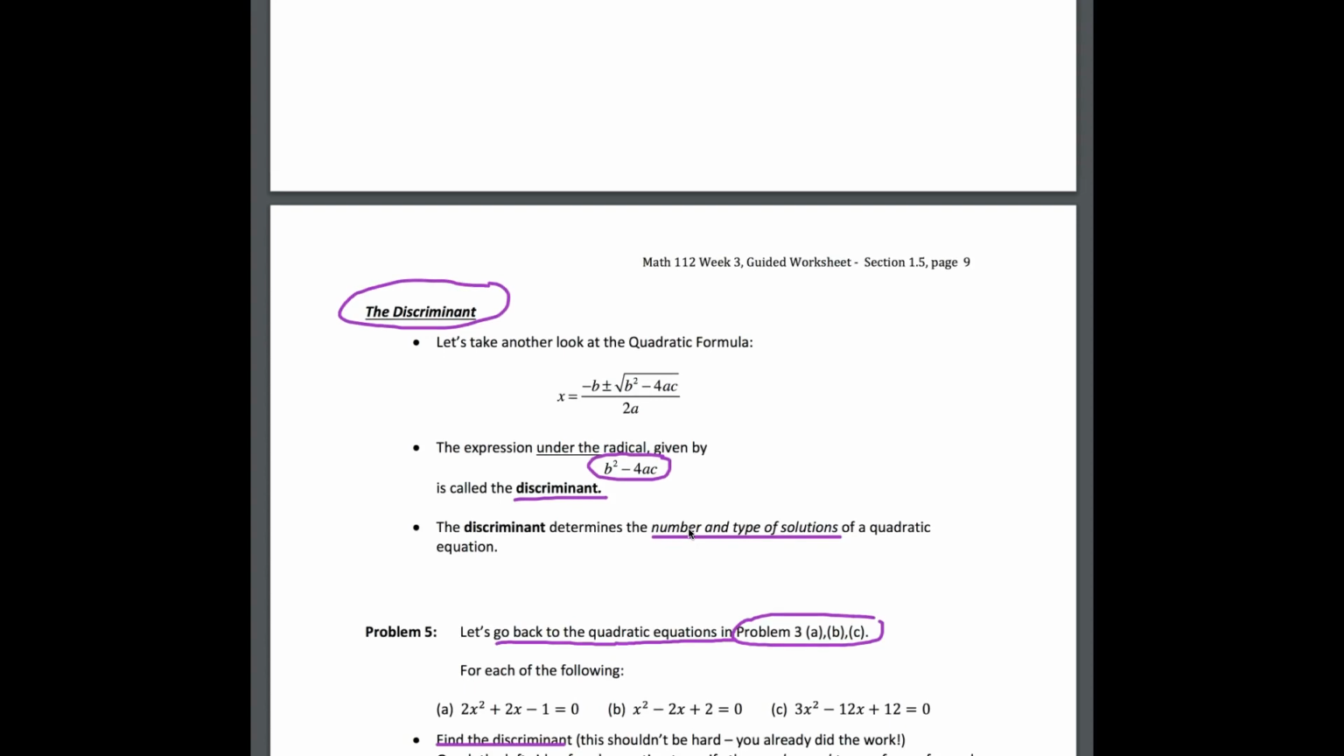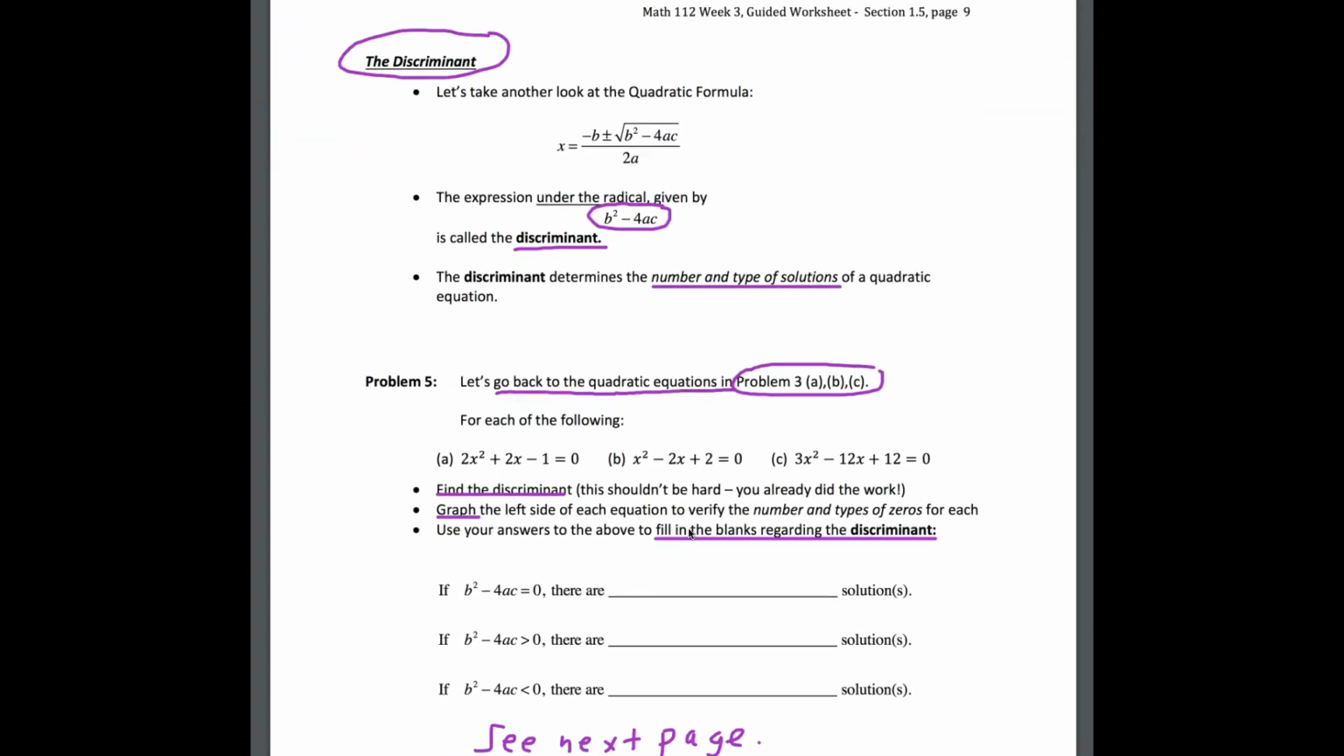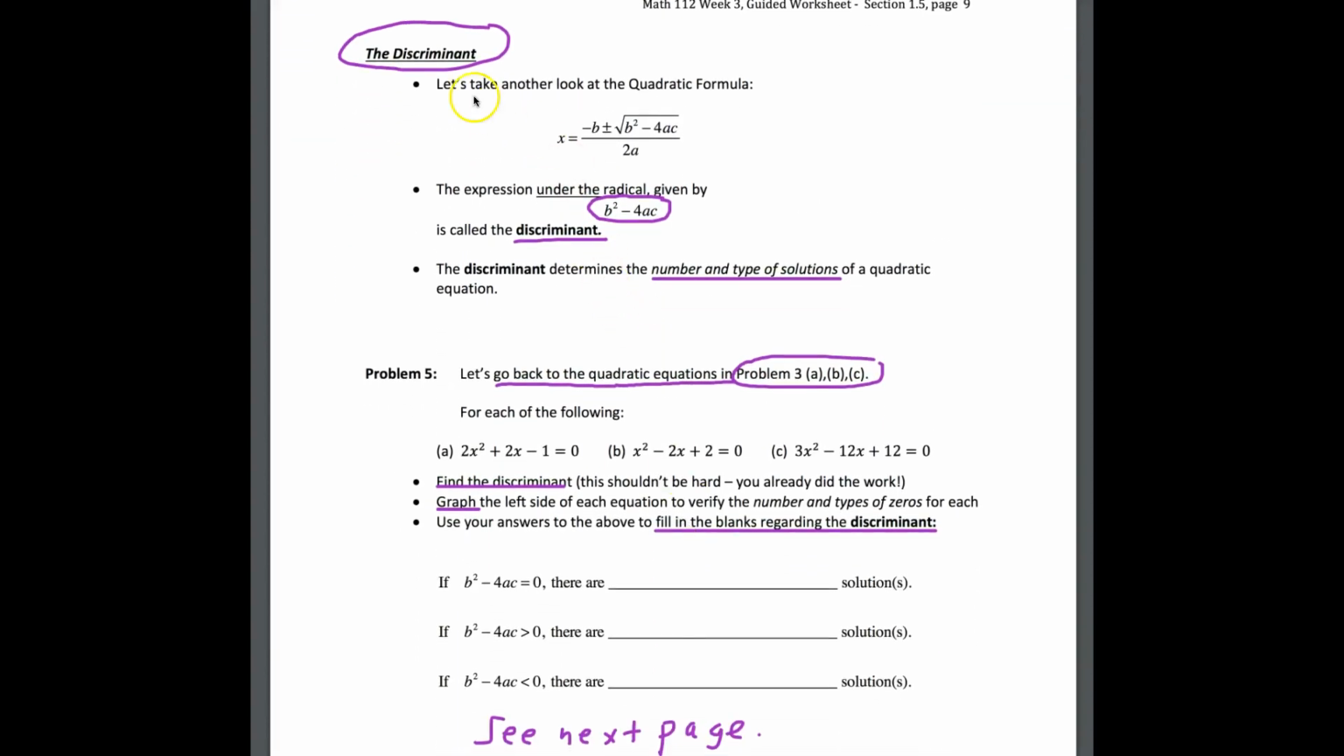Okay, we need to talk about one other important concept in this section. It's called the discriminant. The discriminant is the portion, that algebraic expression under the radical in the quadratic formula. So we're just looking at b squared minus 4ac. It turns out that the discriminant tells us the number and type of solutions of a quadratic equation. It doesn't tell us what the values are.